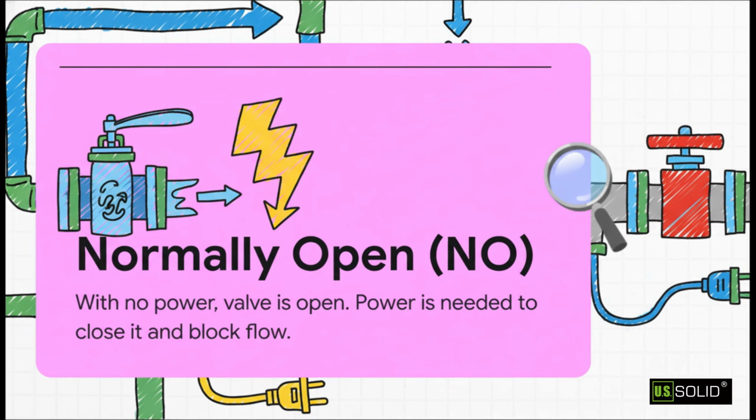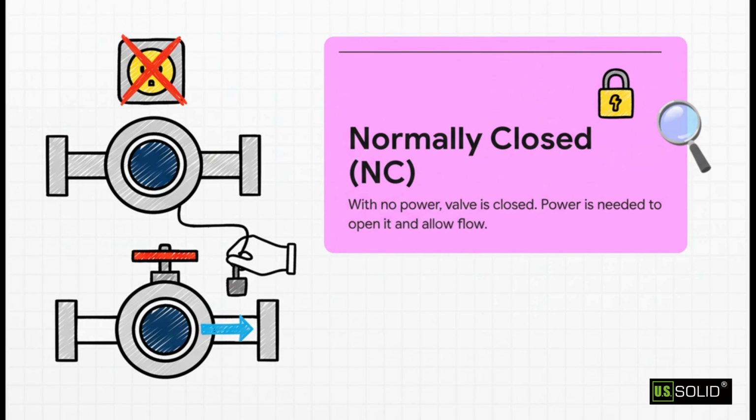Let's take a closer look at normally open. When the power's out, this valve is just wide open, letting whatever's in the pipe flow freely. If you want to stop that flow, you have to apply electricity to force it shut. The second you cut that power, a spring or some other mechanism just pulls it right back to its default open position. And then we've got the flip side, normally closed. As the name says, with no electricity, this valve is slammed shut, blocking anything from getting through. You need to send it an electrical signal to power it open. But the moment that signal is gone, snap, it automatically shuts right back down.